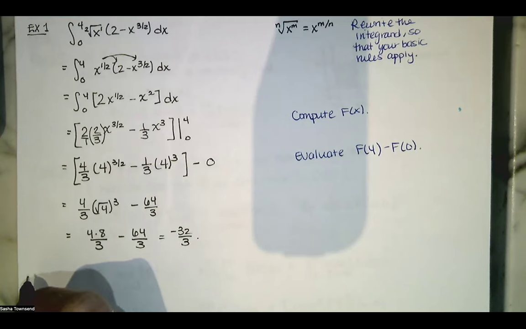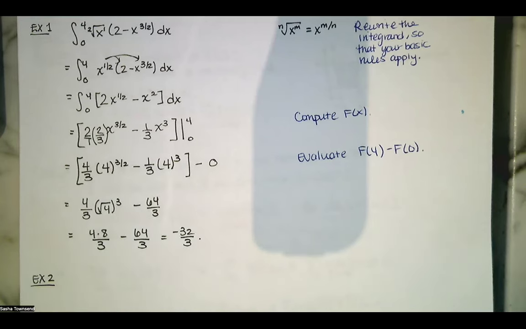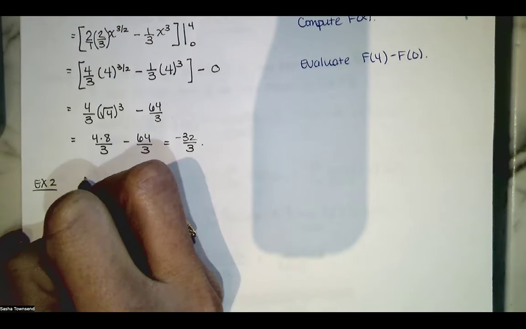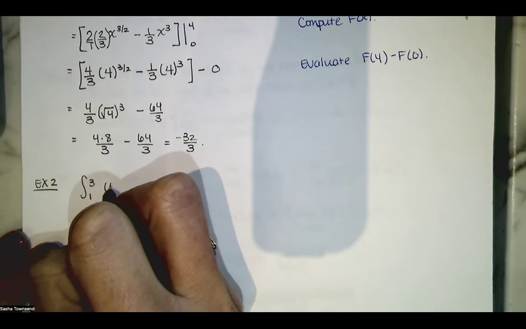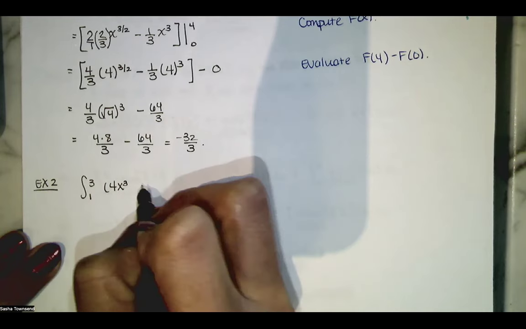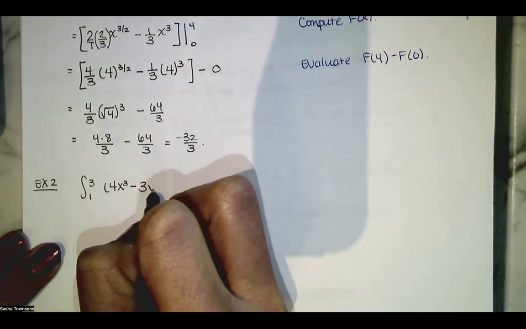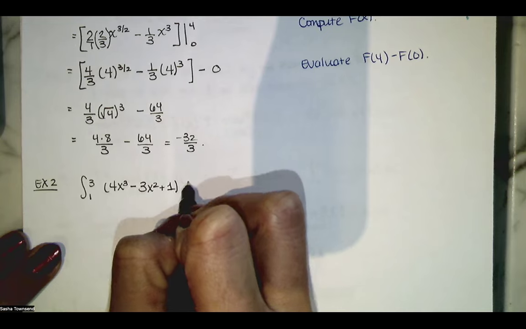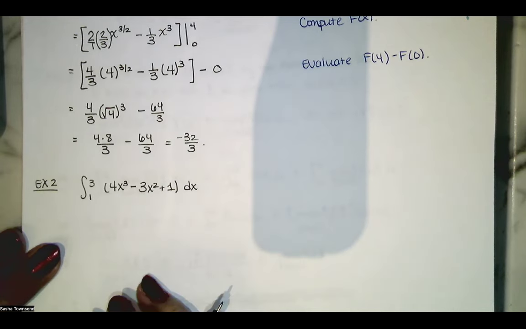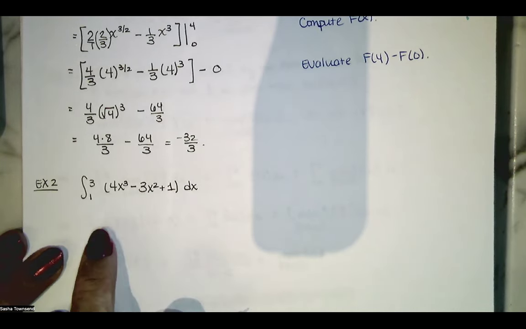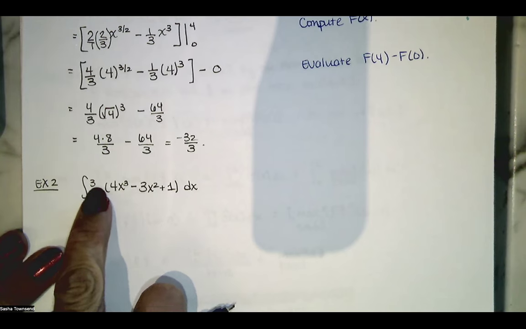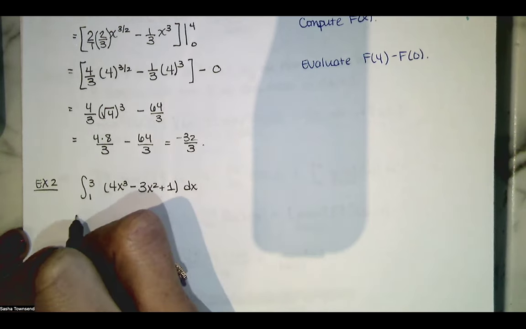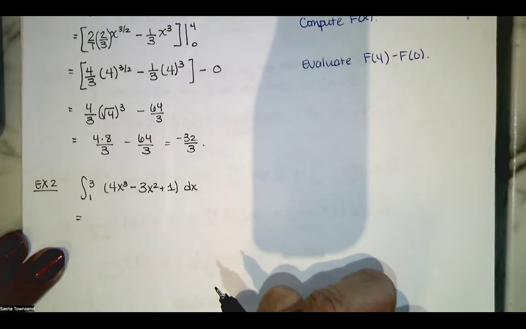Now let's look at our next example. Let's say we have the integral from 1 to 3 of 4x cubed minus 3x squared plus 1. So we've got a polynomial, and again, we're looking at that net area concept between x equals 1 and 3. Very easy to compute this.